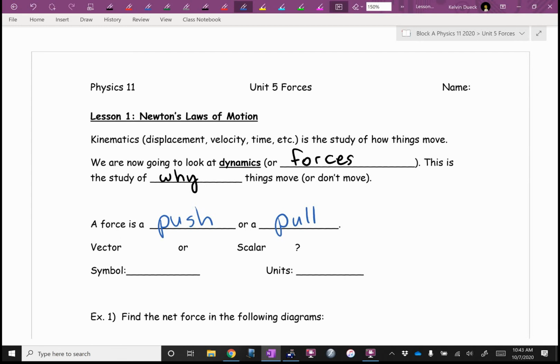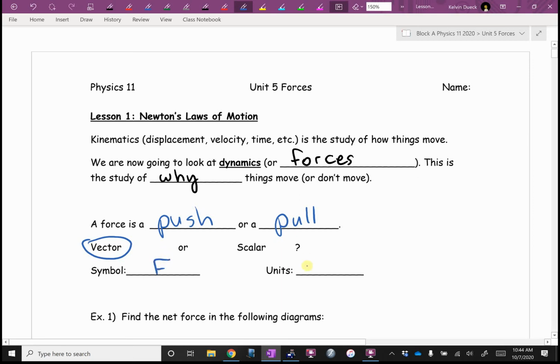Is force a vector or a scalar? Does direction matter when we're talking about which way you push or pull something? Oh, heck yeah. Force is a vector. So we're going to just have to pay attention to our directions when we're setting up questions. Symbol for force is capital F.